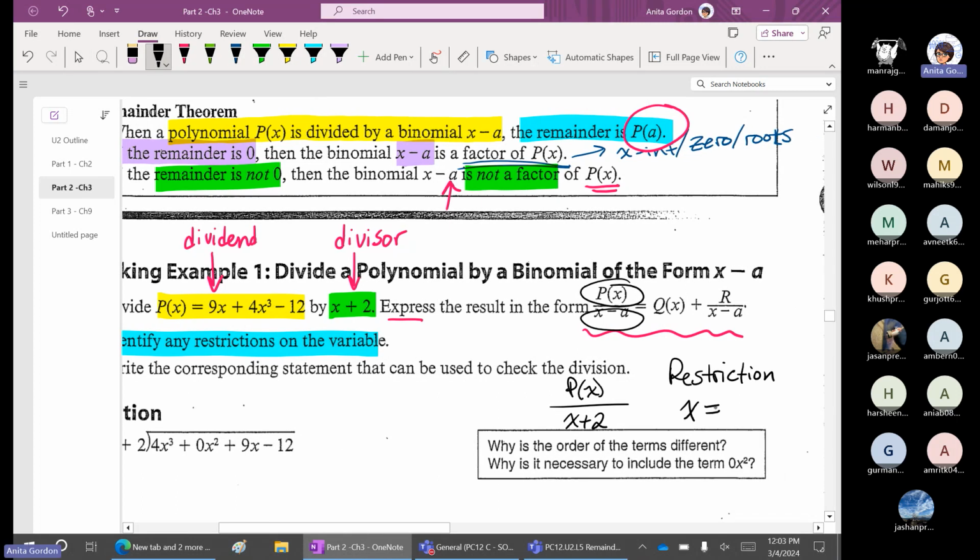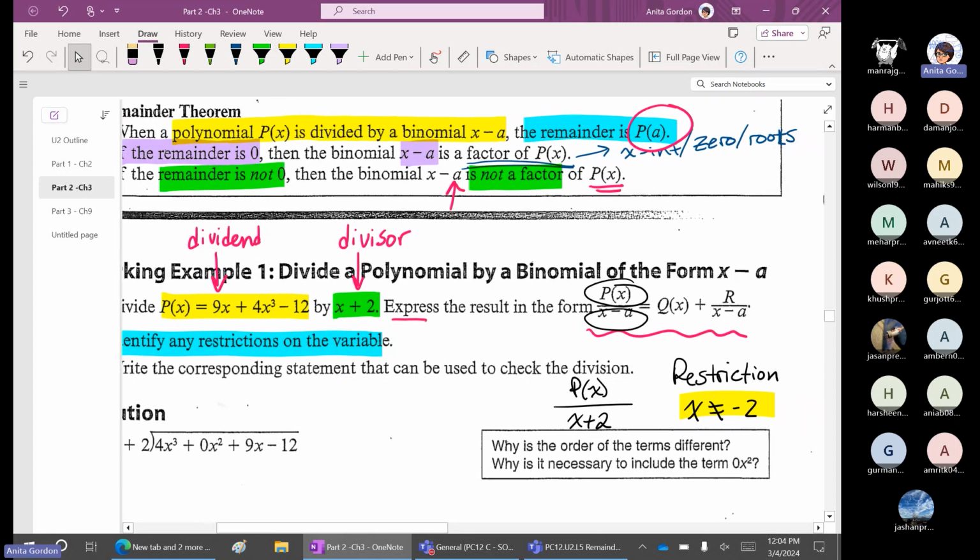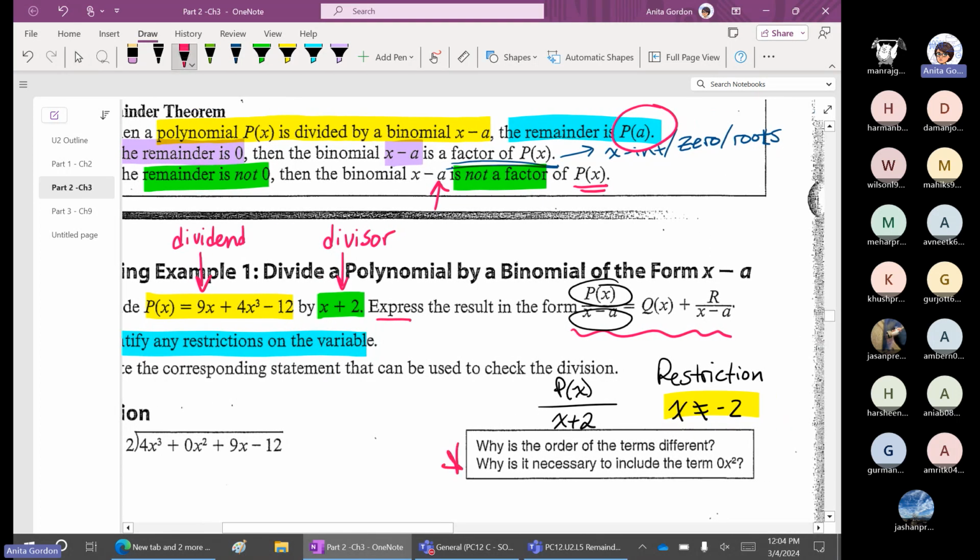X cannot equal negative 2 because, why is that a restriction? It's going to be 0 and we cannot have a 0 in the denominator. Okay, so always identify your restrictions. X cannot be negative 2 in this particular instance. Okay, next, let's talk about this box of information.